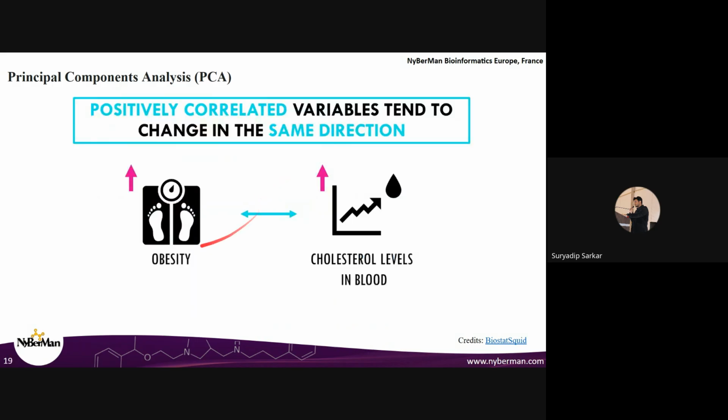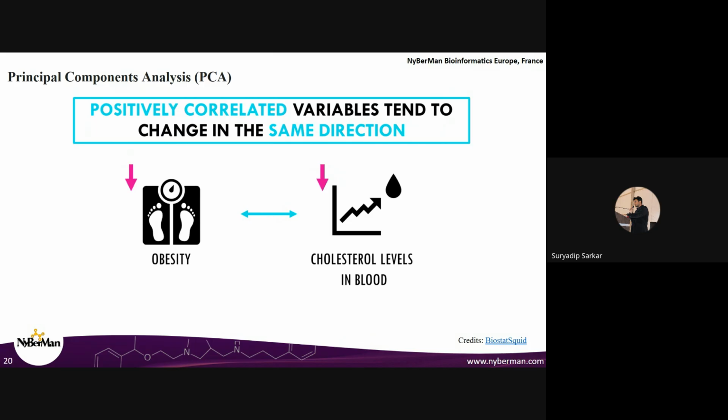For example, you might see that obesity and cholesterol levels in blood are positively correlated. That means if cholesterol levels in blood increase, obesity will also increase. If obesity increases, cholesterol levels will also increase, and vice versa, basically. So the variables tend to change in the same direction. So to speak, the variables are conveying the same information, right?